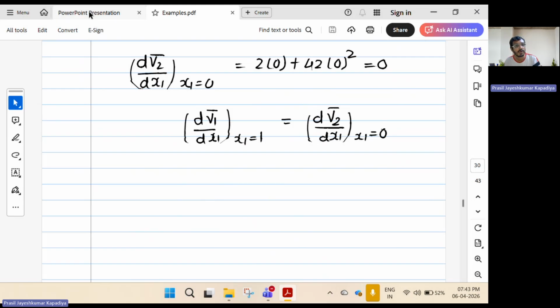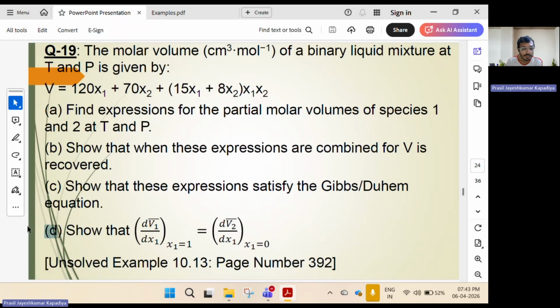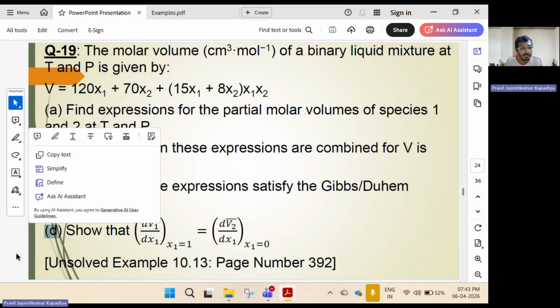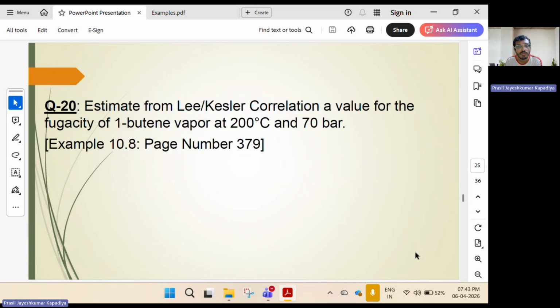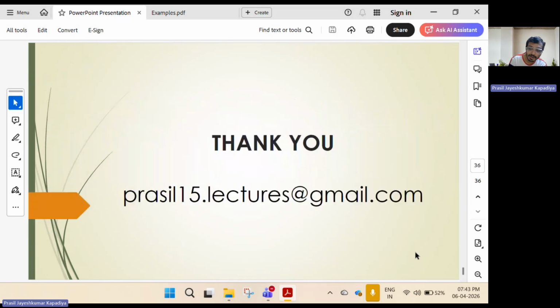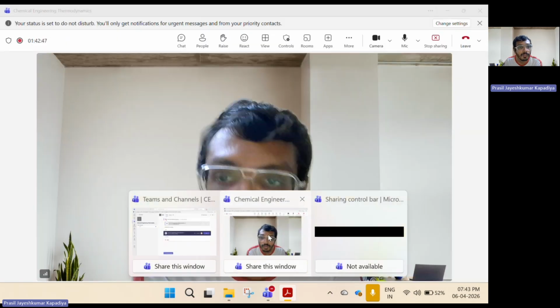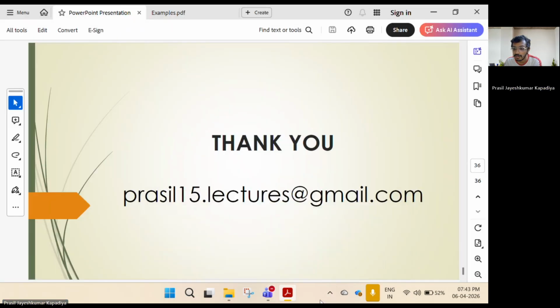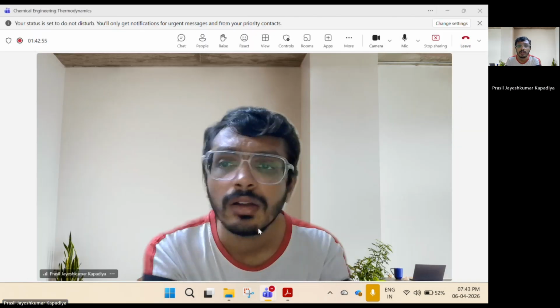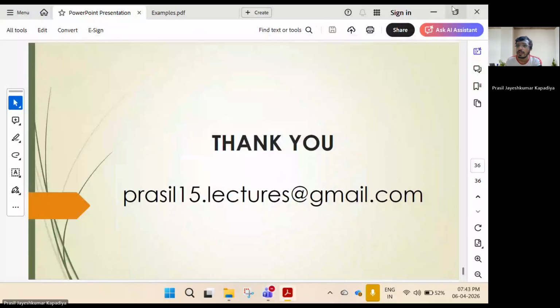Okay, so this was one very simple problem that we took. We will take more problems on Friday's session. We will take only problems on Friday's session. We are not going to learn any theoretical part on Friday's session. Thank you so much. We will meet in Friday's session where we will only be solving some example problems.